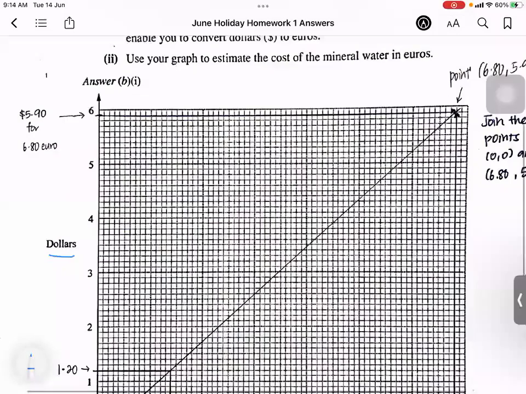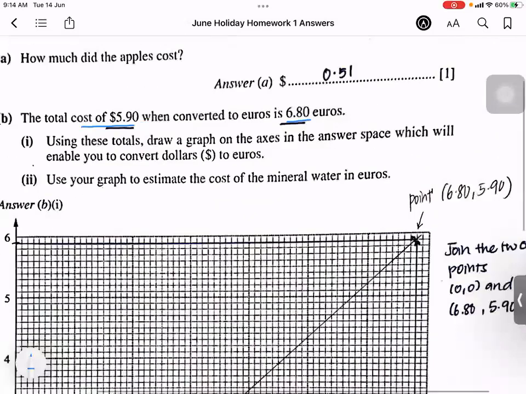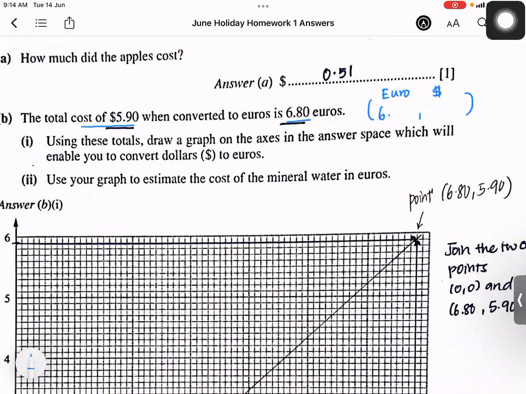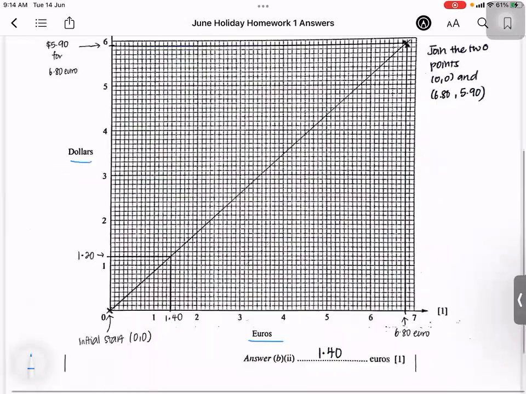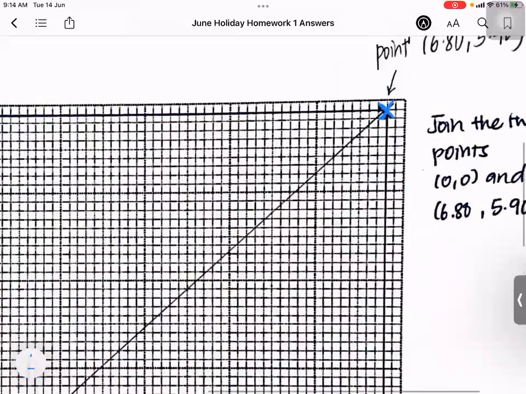So what we have down here, right? We have one pair of information. The x-axis is euro. Then the y-axis is in dollars. So from here, we get 1 point. The point is 6.80 euros, then the dollar is $5.90. So that's how I get this point. I go to look for 6.80, I go all the way up and look for $5.90. And these two values join up to a point over here.